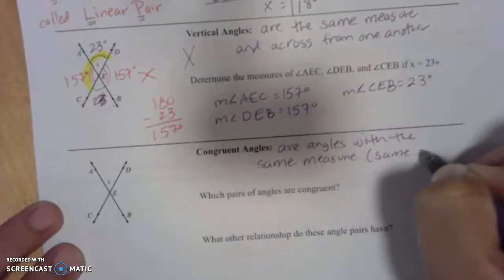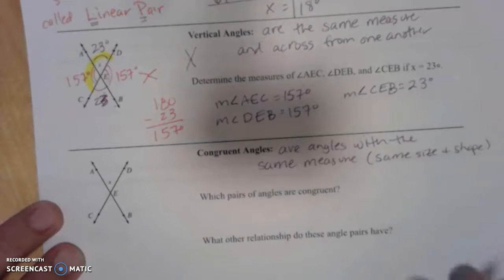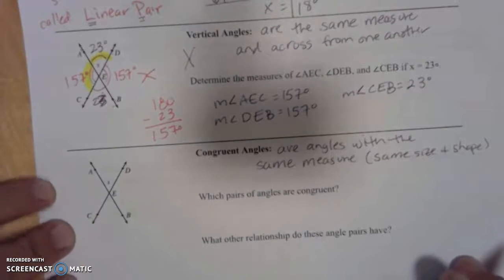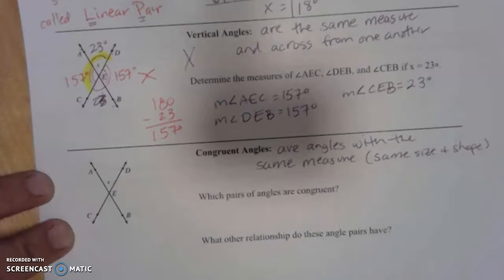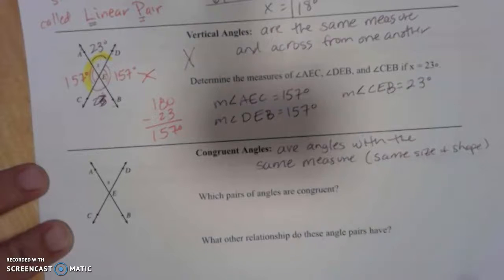Basically, they're the same size and shape. Remember when we talked about congruent polygons? Oh, that was in the future. Or in geometry. Or maybe last year you might have talked about it in Integrated Math 1. But things with the same size and shape are congruent.